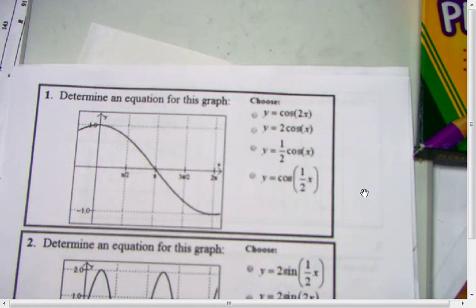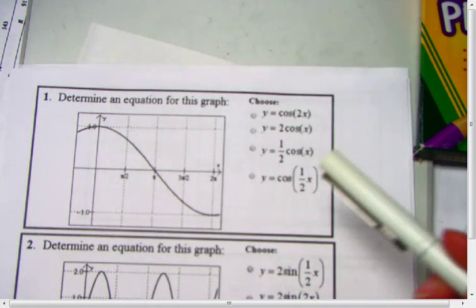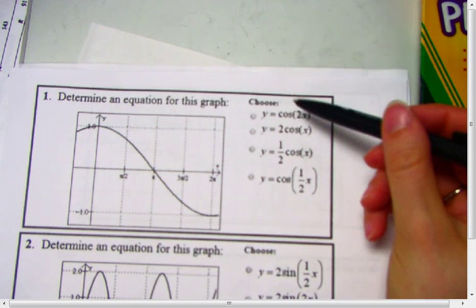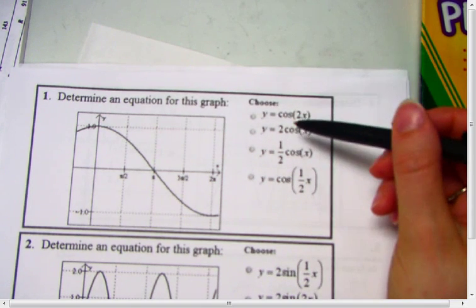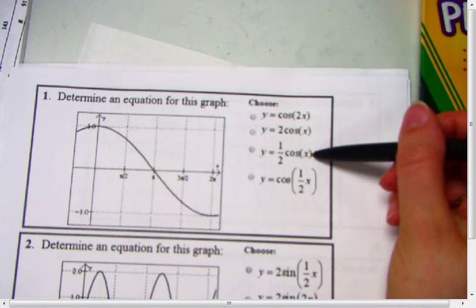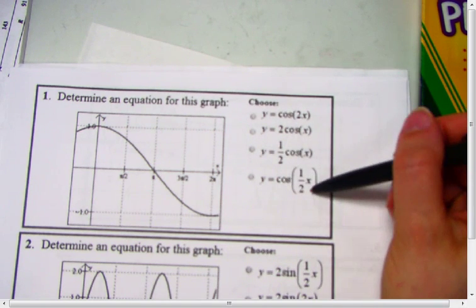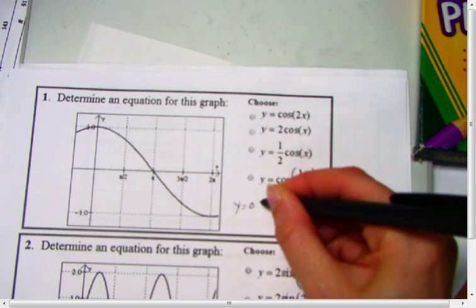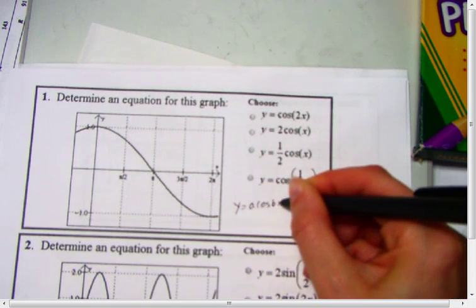So we are looking right now at this graph. And we have to choose if it is y equals cosine 2x, y equals 2 cosine x, y equals 1/2 cosine x, or y equals cosine 1/2 x. Now remember, we're always looking at y equals a cosine bx plus c.